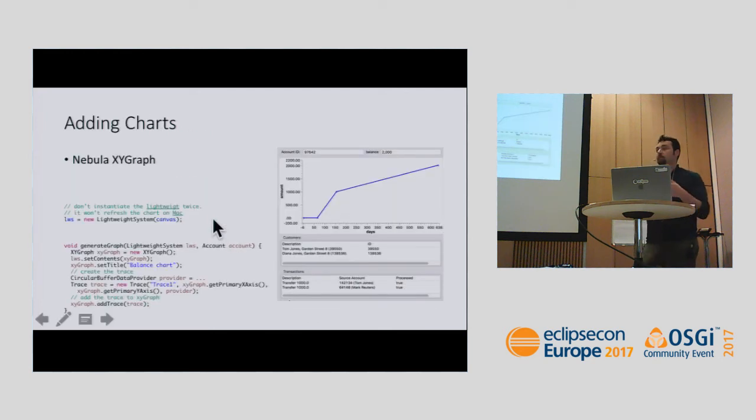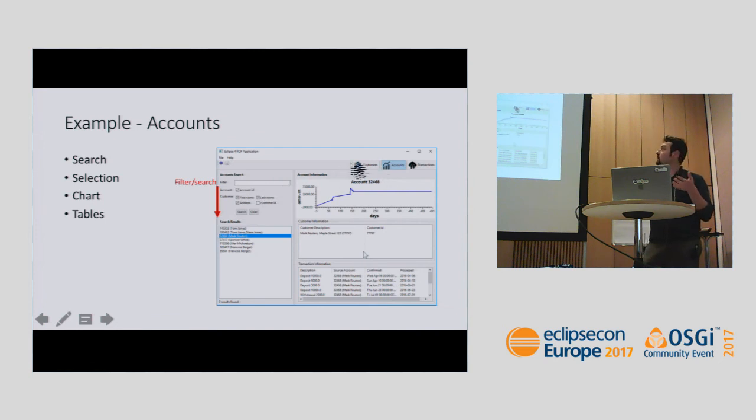Okay, with this system, basically, I already showed you the customer perspective. I'm showing you the accounts perspective. So basically, you can search an account, select one, see the chart, see the table, and basically what you see here is linked to the current selection.